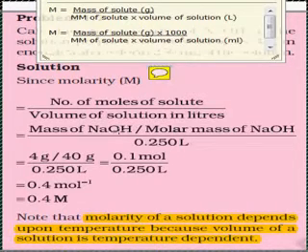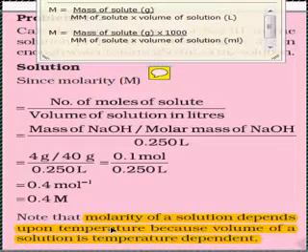So here, substituting this formula over here, we get molarity is equal to mass of solute, that is NaOH, upon molar mass of NaOH divided by 0.250, that is the volume, is equal to 4 upon 40, which will give you 0.1 divided by 0.250. So you get 0.4 molar, that is the unit of molarity.